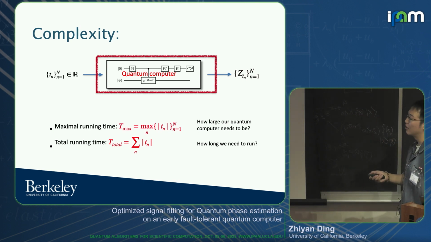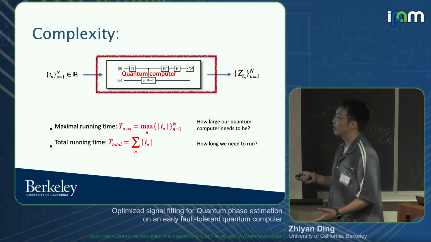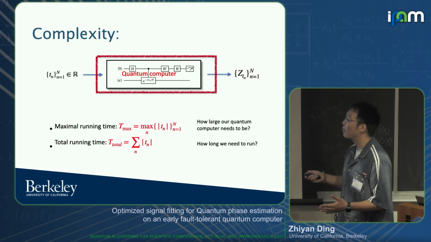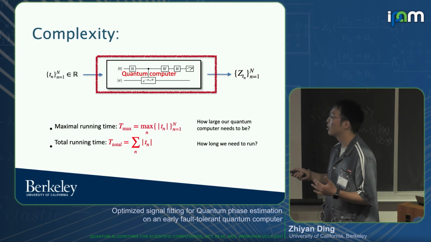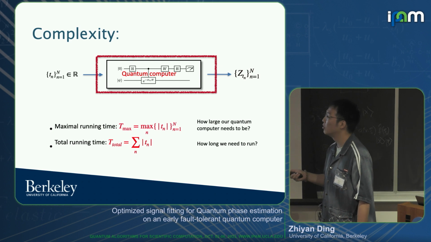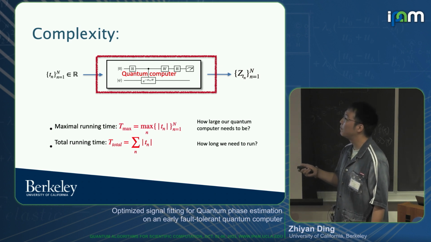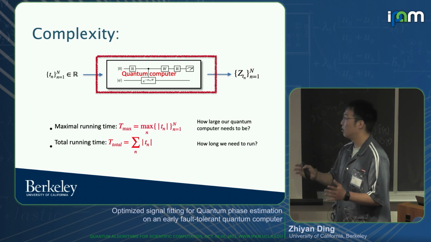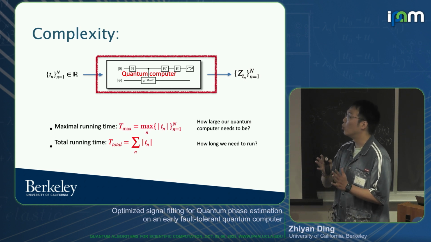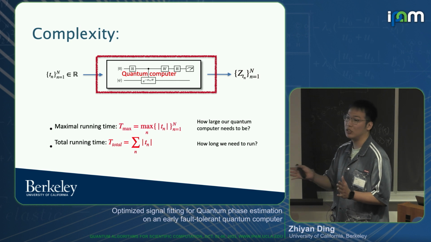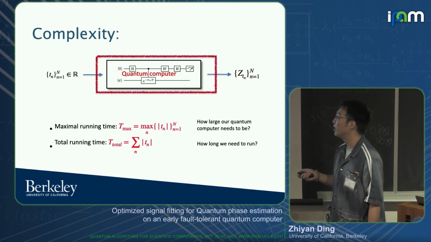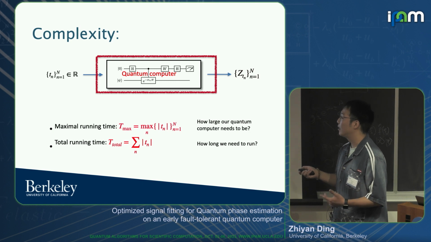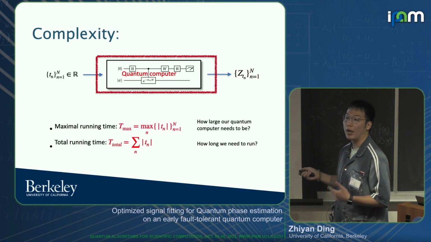The second complexity is a more common one called the total running time. For each Tn, because we need to run the Hamiltonian simulation, intuitively we need to wait some time for this Hamiltonian simulation to finish. So essentially, by calculating the total running time, it can tell us how long we need to run our algorithm.